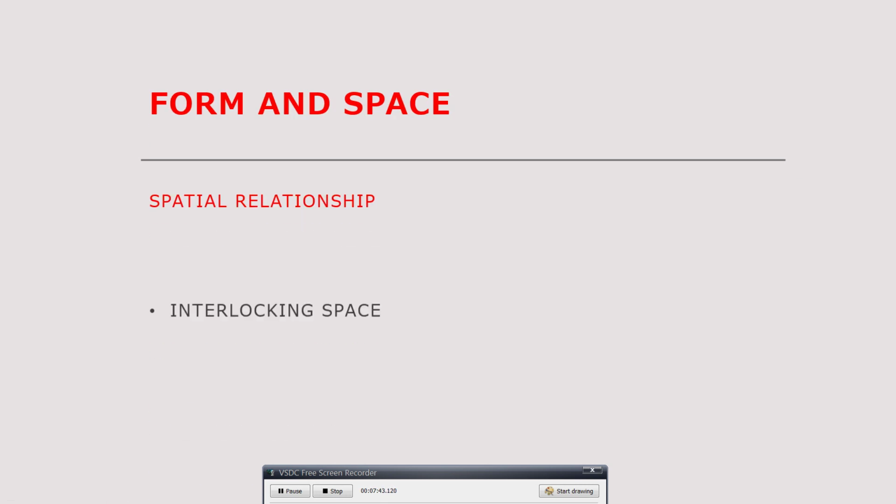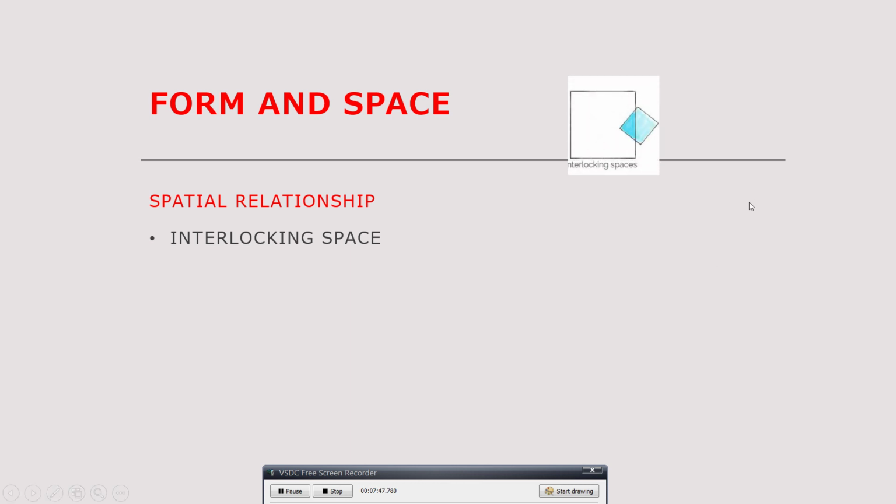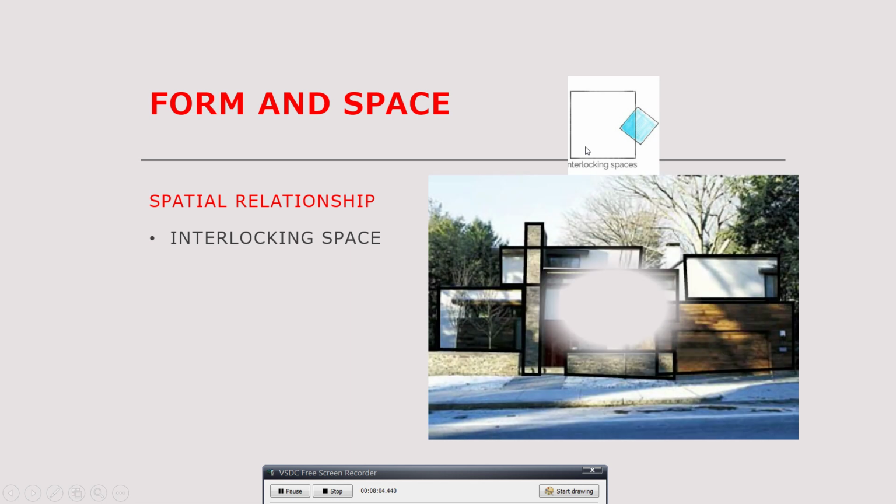Form and space ulit. The second one is the interlocking space. Ito naman is yung nag-overlap with another space. Diba? Nakita nyo dun sa figure na yan na nag-overlap itong si blue sa isa pang mas malaking space. Or, kahit hindi man mas malaki, nag-overlap sila. This one and this one nag-overlap. Tsaka itong part na to, tsaka to. Kung pinatong mo sa taas, makikita mo na nag-overlap din.